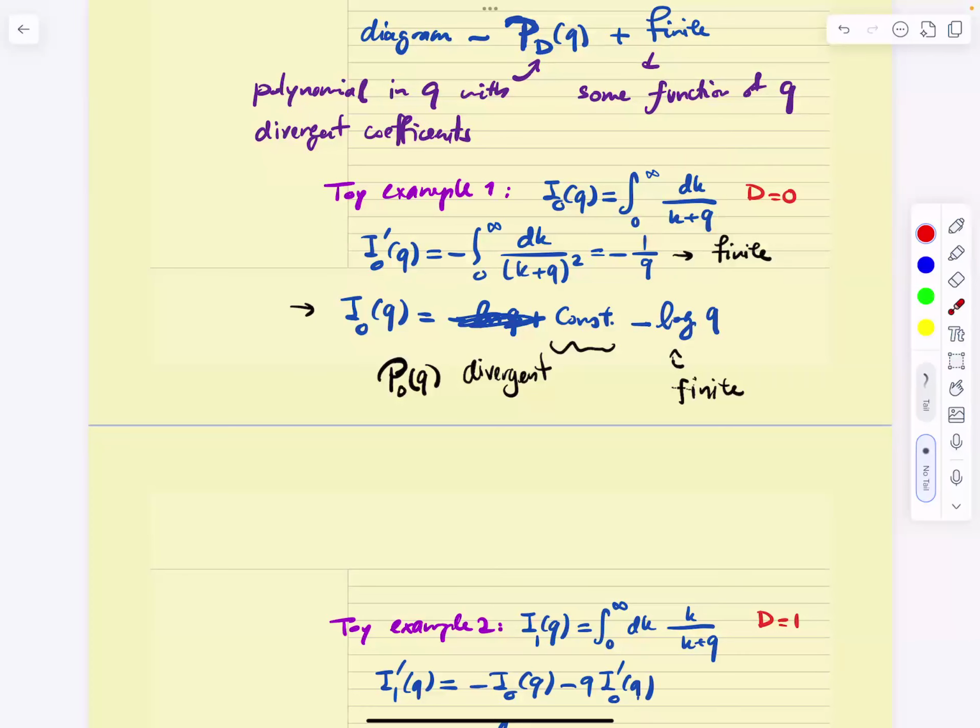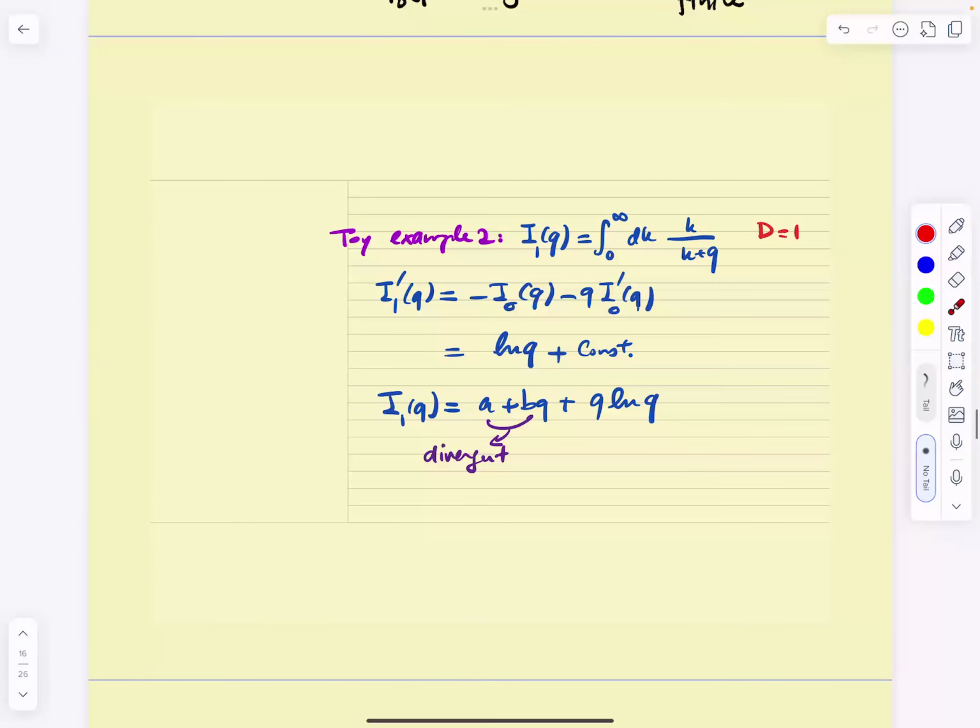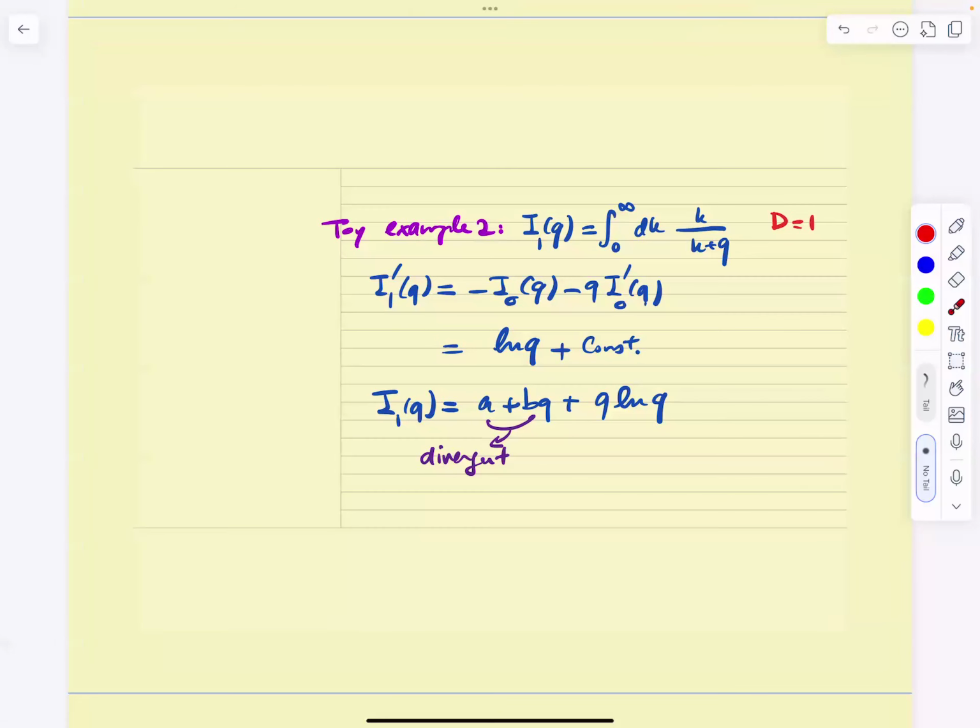Terms like this, for example, can come from propagators, but also loop integrals with fermions, for instance. So we're going to consider a diagram with superficial degree of divergence 1. Our integral with superficial degree of divergence 1 is the previous integral with a k inserted in the integrand. So it's dk, k over k plus q.